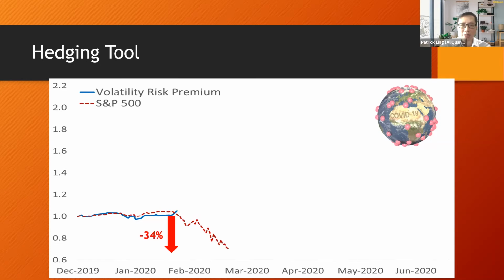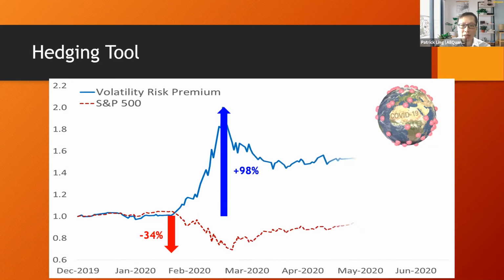Just before the crisis erupted, the volatility risk premium strategy started to go long vol, and as a result, benefited greatly when implied vol spiked up. This led to a gain of almost 100% in the strategy. So you can imagine how this strategy more than covered for the losses in the other parts of the multi-strategy portfolio.